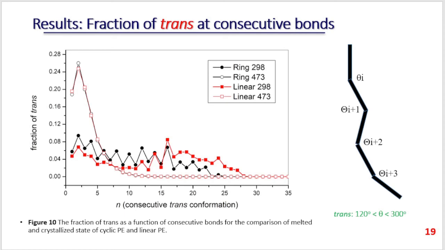Next, we determine the bond conformation as the number of consecutive bonds in the trans state. At the melted state, the values of both the cyclic and linear systems are almost indistinguishable. Comparing between two temperatures, the polymer at room temperature can have a longer trans sequence, as expected. When crystallization proceeds, compare these two topologies at the crystallized state. The linear chain has trans sequences up to 27 bonds, while the cyclic polymer can go up to only around 24 bonds.